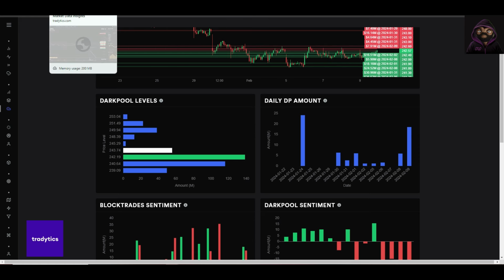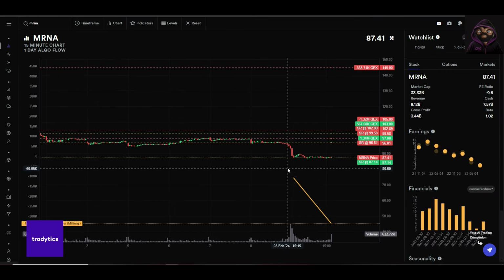All right, now we will jump into Moderna here. So we're taking a look. If you go out to the daily, I'm on a shorter time frame. If you go out to daily, there's 83 and 85, which are also some support levels. That's where I would ideally like to enter, would be 85, 83.